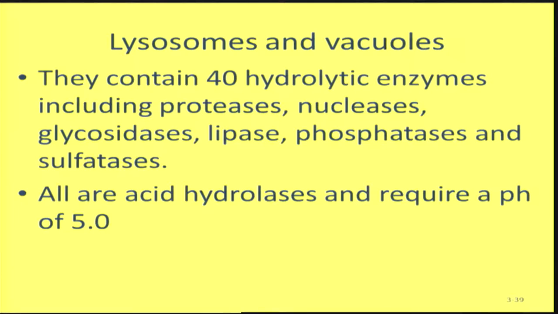What I said earlier, they contain 40 different hydrolytic enzymes, which include proteases, nucleases, glycosidases, lipases, phosphatases and sulfatases. And these are all acid hydrolases, and they require a pH of 5; they cannot function within the cell at a pH of 7.2.